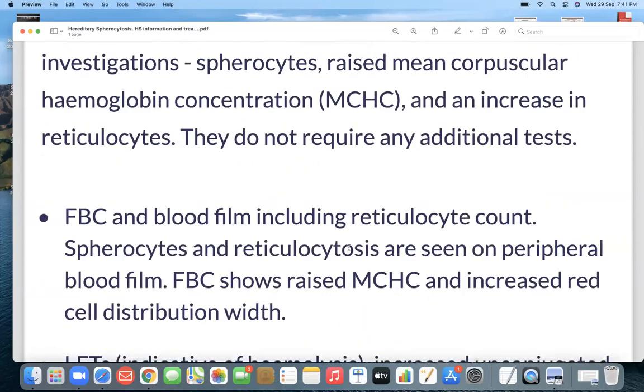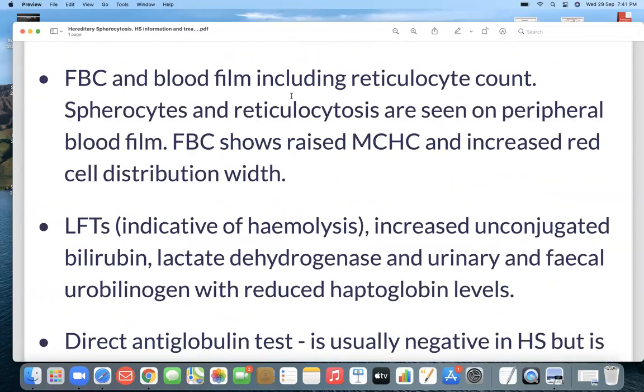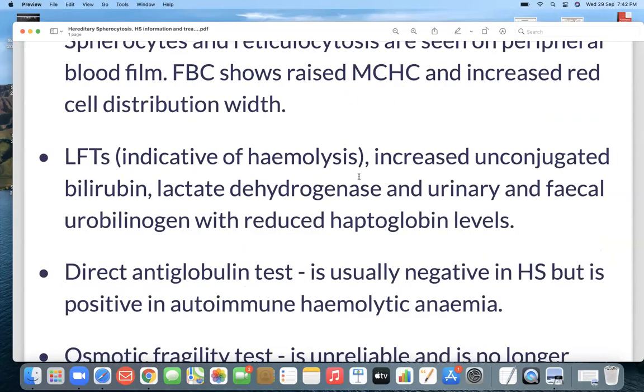Anything else if we want to know, like again FBC and blood film, he is giving the interpretation here, including reticulocyte count. Spherocytes and reticulocytosis are seen in the peripheral blood film. FBC shows raised MCHC and increased red cell distribution width as well. Both you have to remember, MCHC and RDW are both increased. Then LFT, because of jaundice; whenever the child is jaundiced, you will request LFT. This we have to remember, that's it.